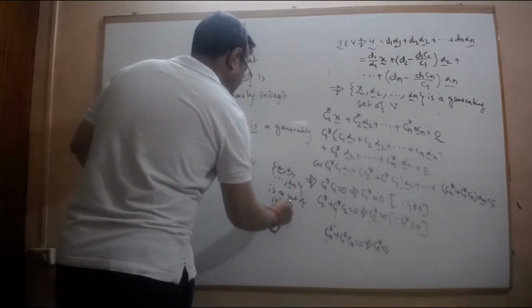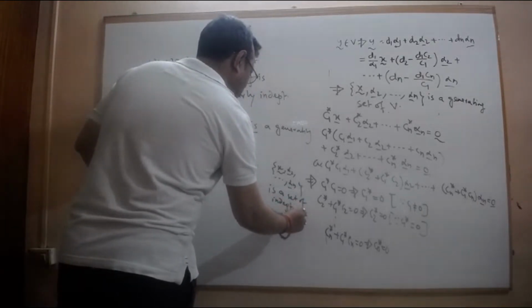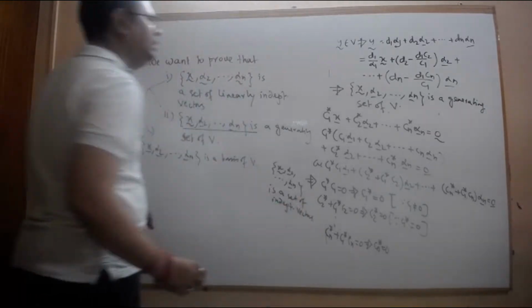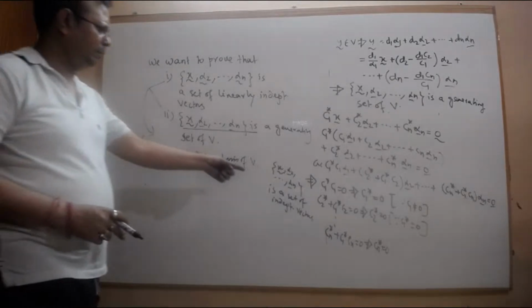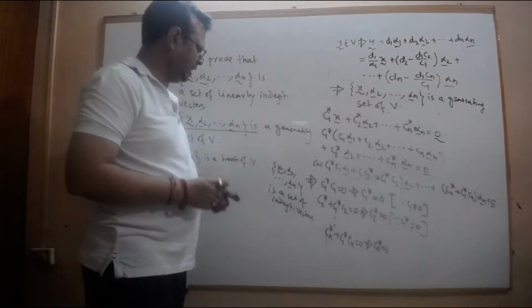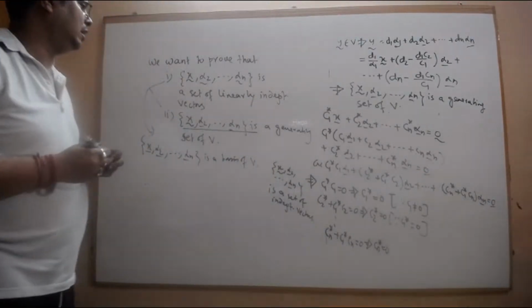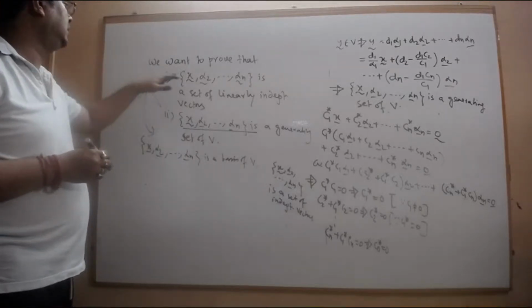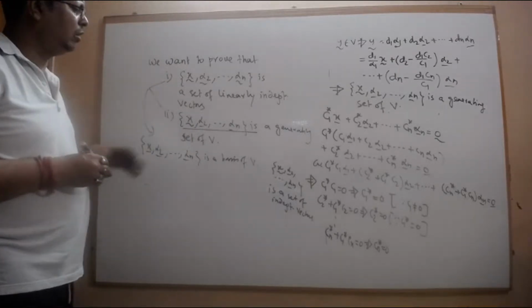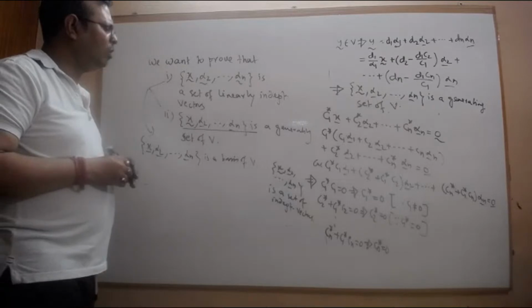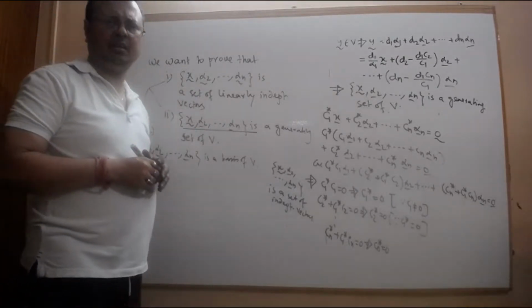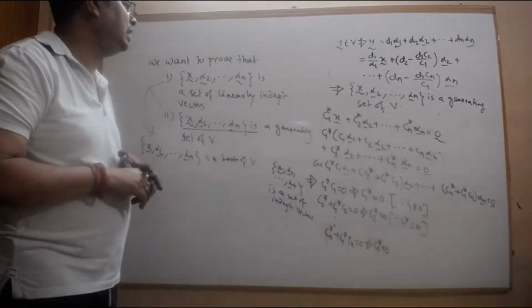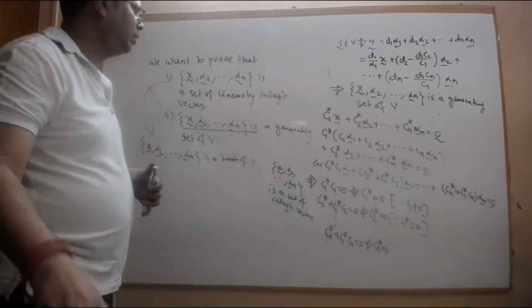independent vectors. First, I proved that this is a generating set. Now I prove that this is a set of independent vectors, and combining these two, we can say that x, alpha 2, to alpha n is also a basis of V. Hence, basis of a vector space V is not unique.